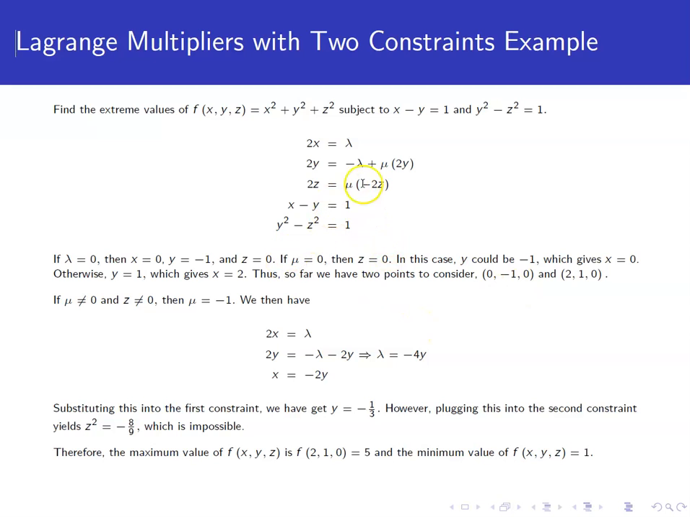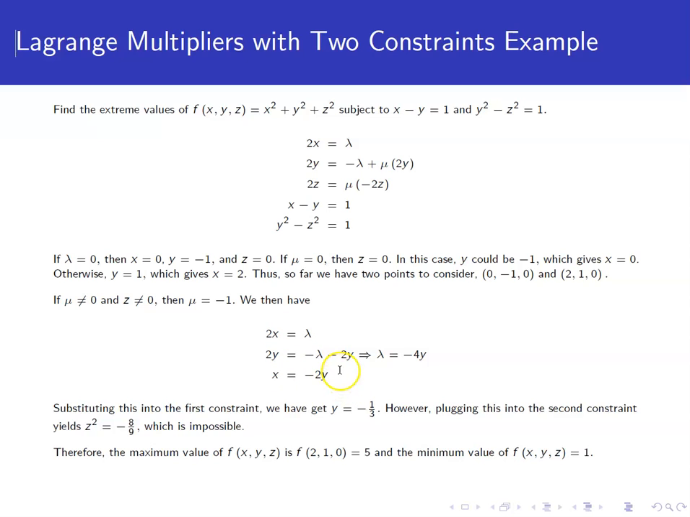So far we have 2 points to consider. All right, well, if mu is not equal to 0, well, if z were equal to 0, we'd have the exact same argument we had in this part. So we're going to assume that z is not equal to 0. Well, then mu has to be negative 1. If mu is negative 1, that gives us negative lambda and then minus 2y, which means we'll get lambda has to equal negative 4y. And if we put that into the first equation, we'll get x is equal to negative 2y.